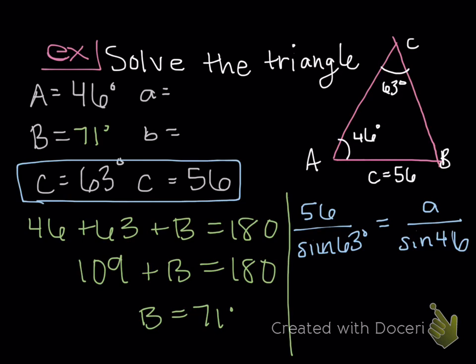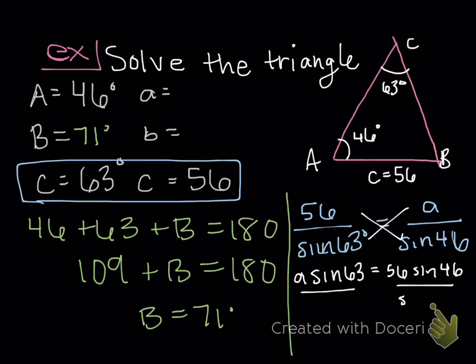And to get a by itself, I would multiply both sides by sine of 46, or you could think of it as cross multiplying. So if I cross multiplied these, I have a times sine of 63 equal to 56 sine of 46. And to get a by itself, I would divide both sides by sine of 63. So these are going to cancel. And now this just becomes calculator work.